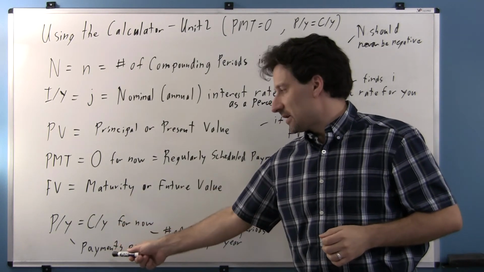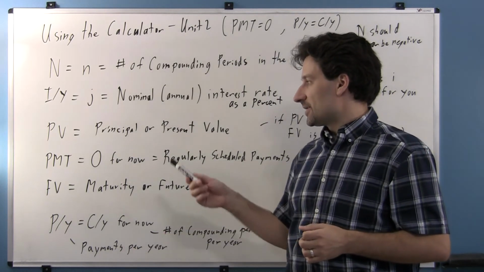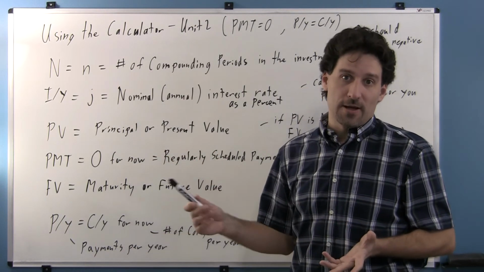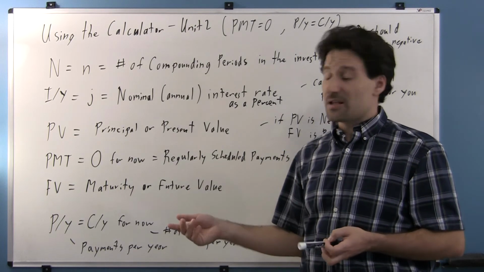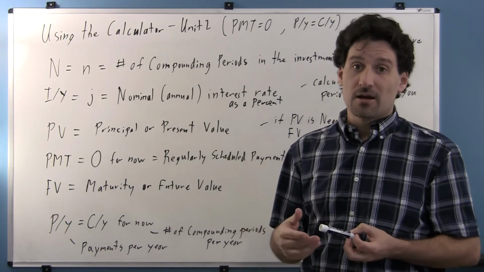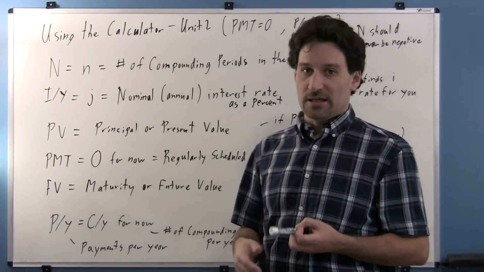PY, like I say, stands actually for payments per year, and that is related to your mortgage payments. If I'm making monthly payments, then that's 12. When we get to that, yes, you could make payments twice a month, then it'd be 24. You could make payments weekly, then it'd be 52.